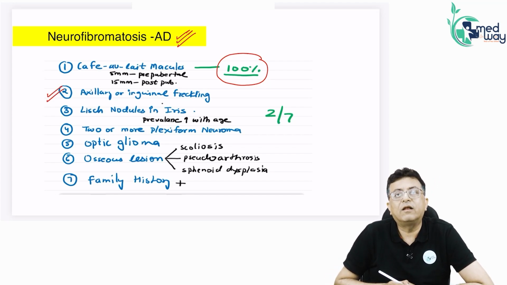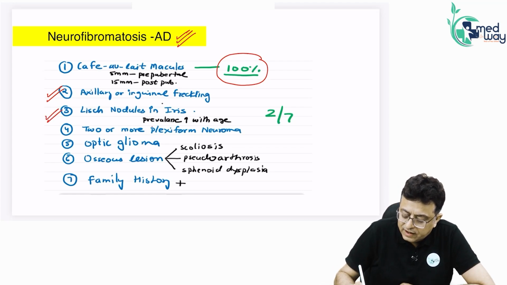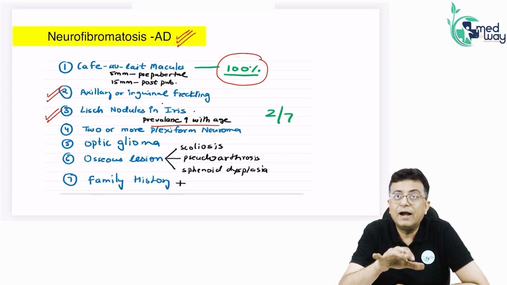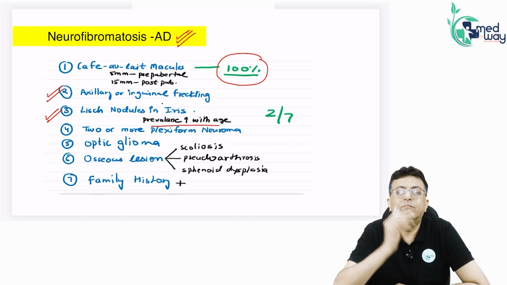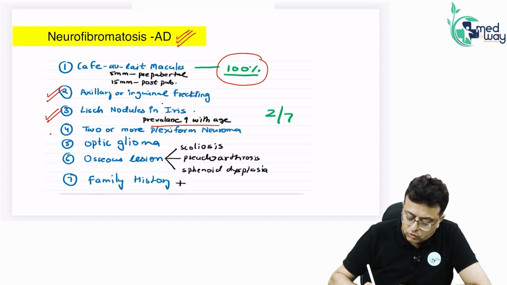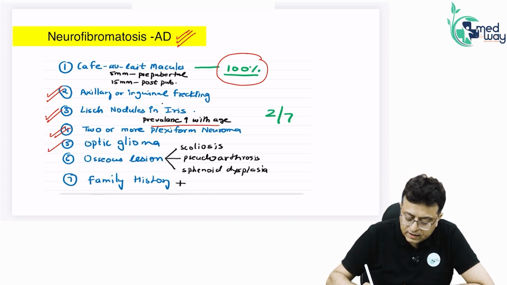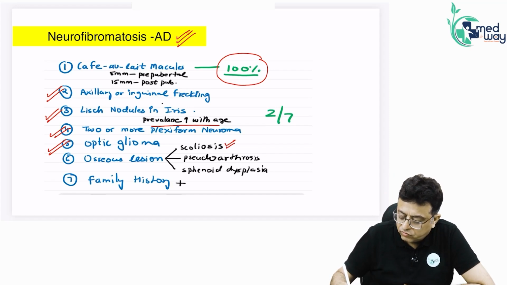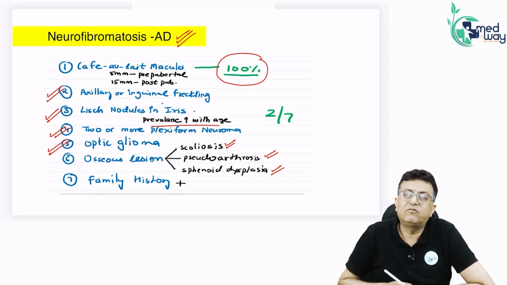Then Lisch nodule. Prevalence increases with age. You hardly find any Lisch nodule below 3 years, but by 30 years, most of the patients have Lisch nodules. Then 2 or more plexiform neuroma, thickened nerve, optic glioma, osseous lesion, scoliosis, pseudoarthrosis, sphenoid dysplasia, and family history present.